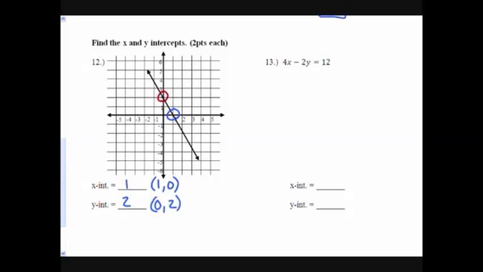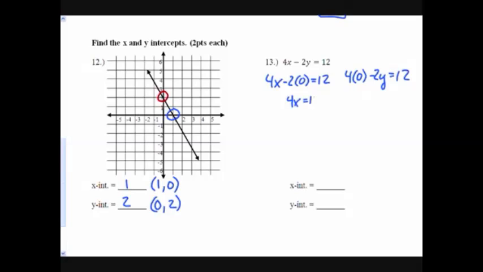Okay, and thinking about that in terms of the zeros, that's how we have to approach number 13. Remember, the x-intercept is when y equals 0. So if I plug a 0 in for y and solve for x, that'll give me the x-intercept. And the y-intercept is when x is equal to 0. So if I plug a 0 in for x, I can solve for y. And these will give me my 2 intercepts.